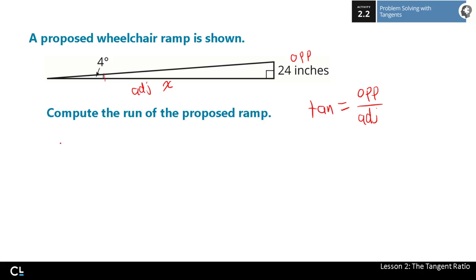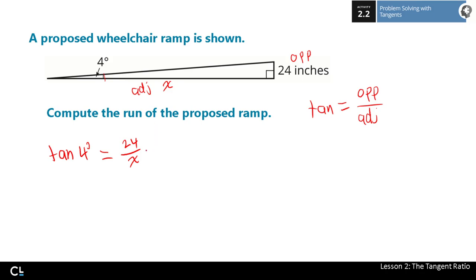So let's set this up. We're going to say tangent of our angle measure, so 4 degrees, equals our opposite over our adjacent, right? So we're going to put opposite up top, which is 24, over our adjacent, which is x. So now we're using our trig ratios to solve problems, right?